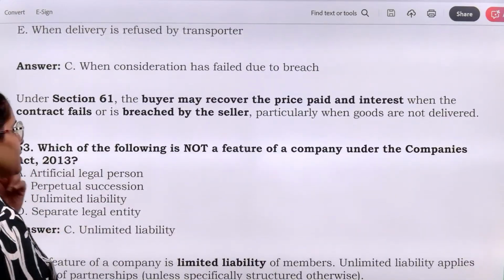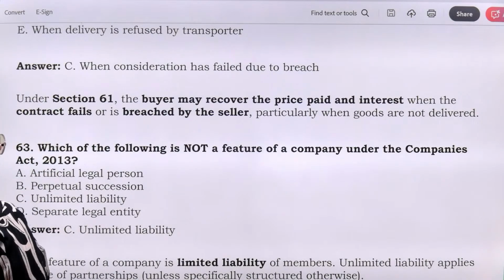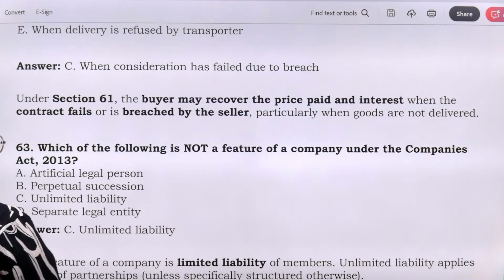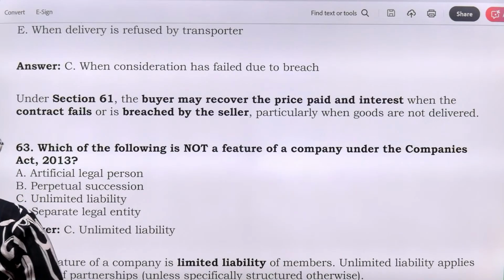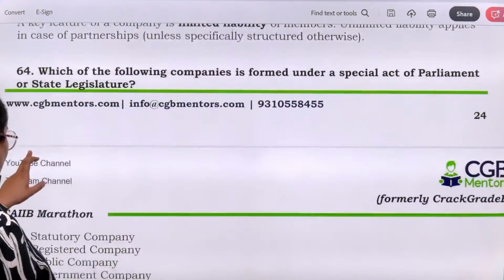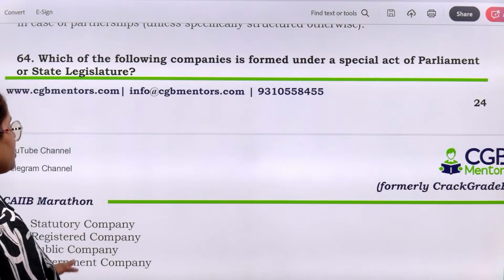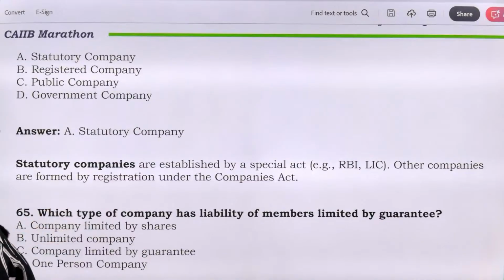Which of the following is not a feature of a company under the Companies Act? So, a key feature is that a company has limited liability. So, obviously unlimited liability is not going to be the feature. Which of the following companies is formed under a special act of parliament? So, statutory companies, these are created by law and hence called statutory companies.